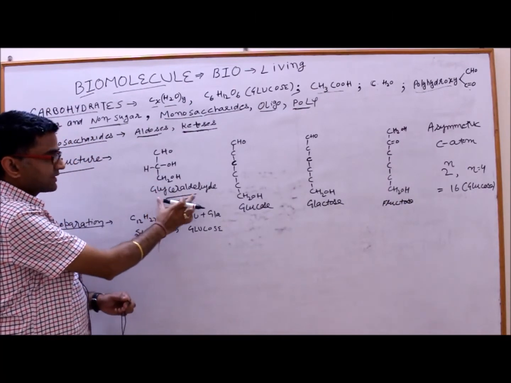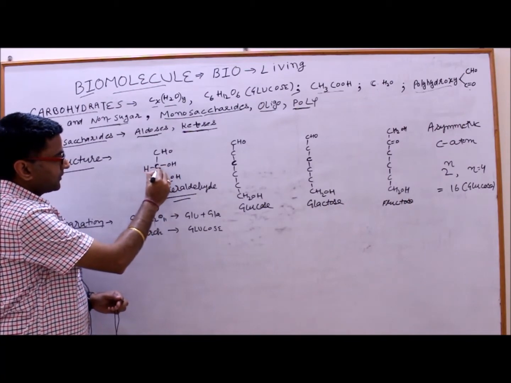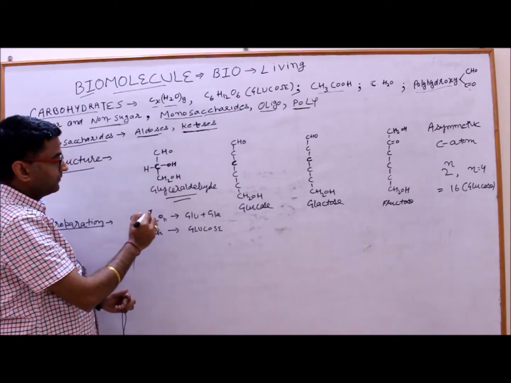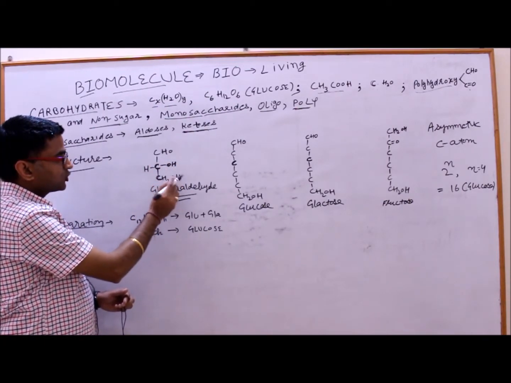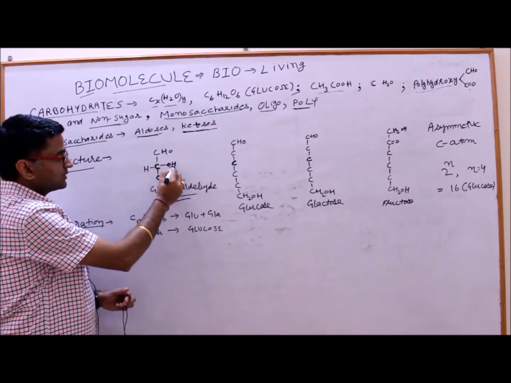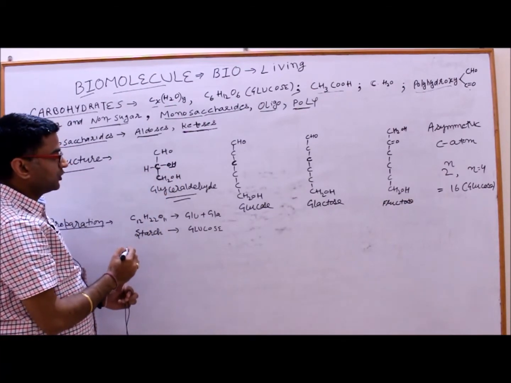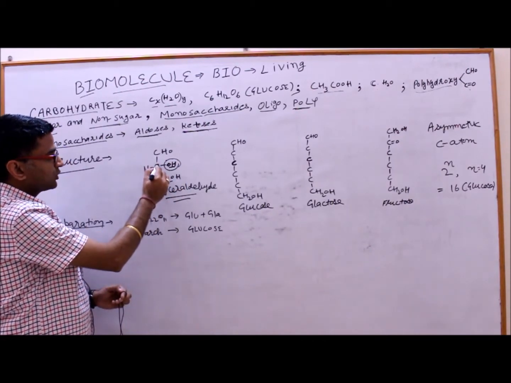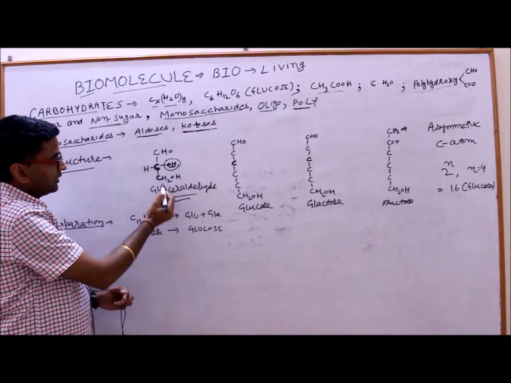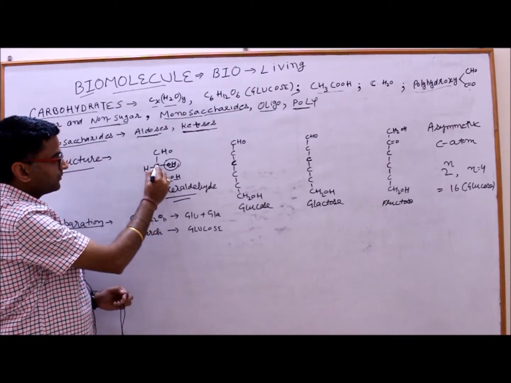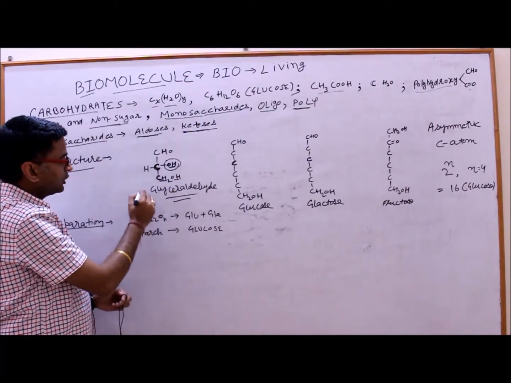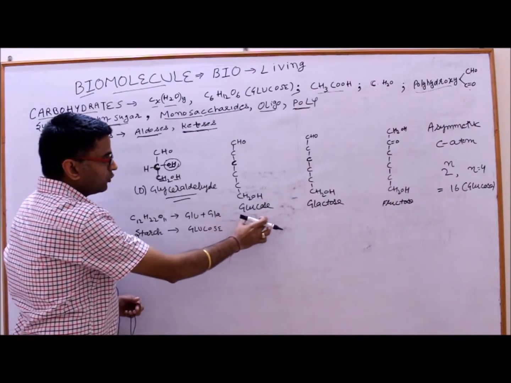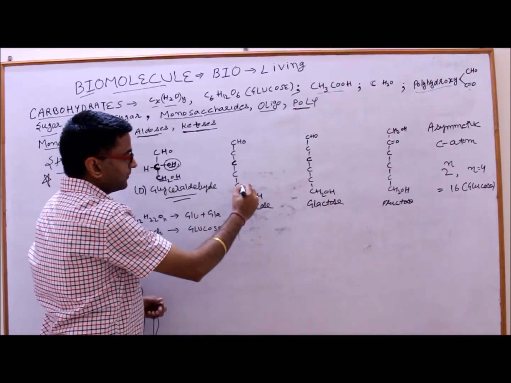In case of glyceraldehyde, the carbon atom carrying the hydroxyl group next to the CH2OH is on the right hand side. So in other words, we can say the hydroxyl group which is attached to the carbon next to CH2OH is on the right hand side. We call this D-glyceraldehyde.